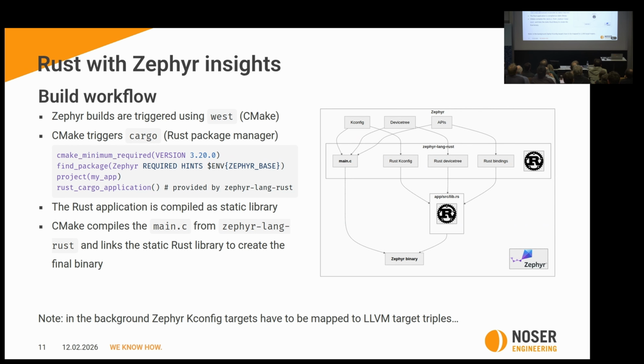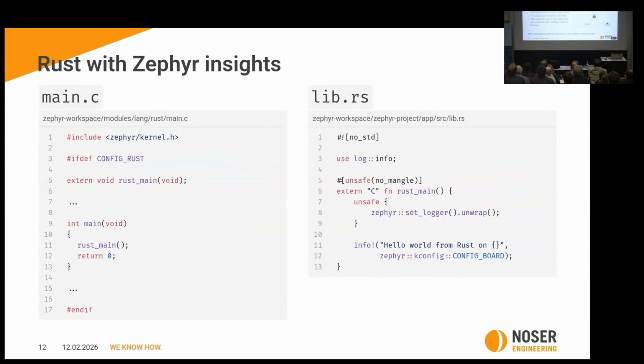Now, you might have read it up on the left, but basically what happens is, it's a bit stripped down, but we have this main.c provided by zephyr-lang-rust. And it just calls this rust_main as an extern "C" void function. If we compile it together, the Rust code is compiled as a static library, and that's how the mechanics work. So it calls rust_main, and then we execute the code.